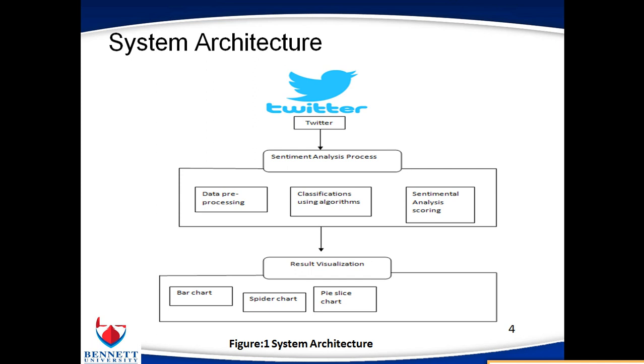This is our system architecture of sentiment analysis. First, we get the data from Twitter using some API. After that comes data pre-processing, then classification using some algorithms, analysis, and finally scoring. Then the final result comes, and with the help of pie charts or spider charts, using various charts, we can visualize the final sentiment analysis result.